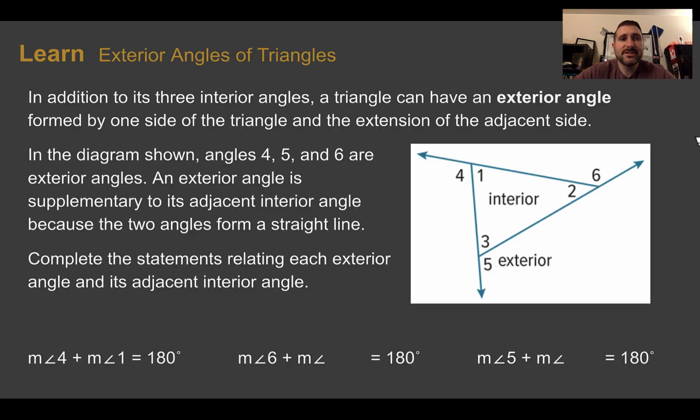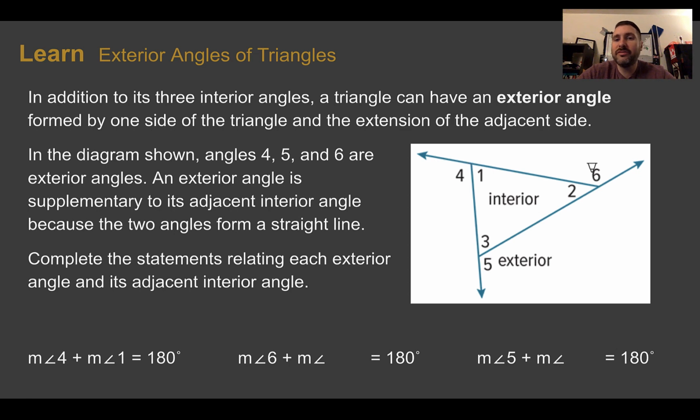Let's learn exterior angles of triangles. In addition to its 3 interior angles, a triangle can have an exterior angle, and that's formed with one side of the triangle and the extension of the adjacent side. So if you see here in the picture, it's like we took the sides of the triangle and just kept them going, forming our interior angle that's actually in the triangle, and then another exterior angle.